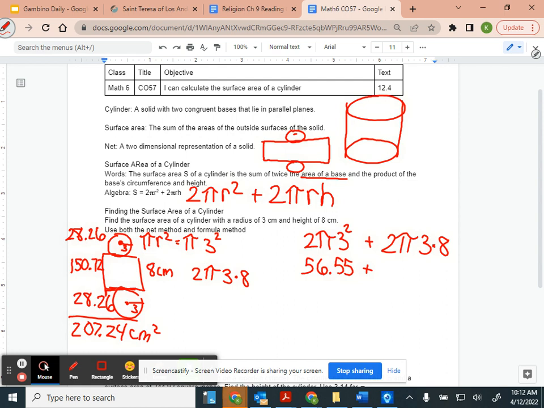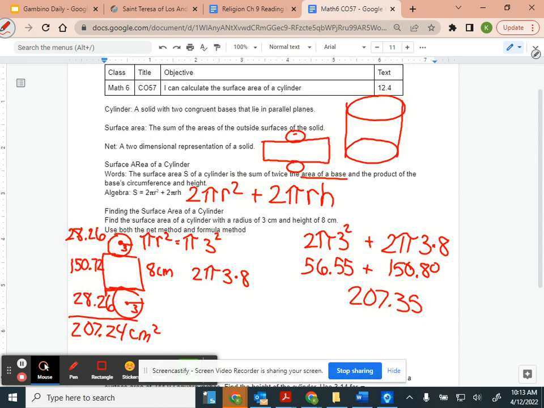Now I need to find 2 times pi times 3 times 8. So you put that in your calculator. 2 times pi times 3 times 8 is 150.80. Again, I'm just rounding to the hundredth place. If I add that together, I get 207.35. The difference being from what I got to what Brielle got.